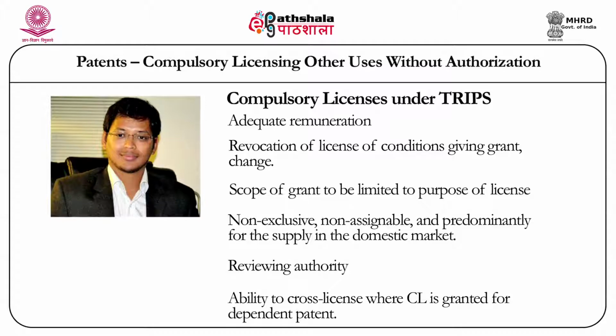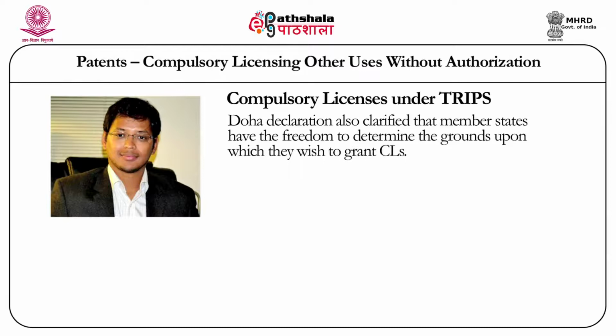As can be seen, the agreement does not provide an exhaustive list of situations in which a non-voluntary license can be granted, nor does it limit the grounds for such licenses. Rather, it indicates possible grounds and sets conditions for the grant of a compulsory license. Therefore, the language in Article 31(b), which mentions national emergencies, etc., as per when voluntary license negotiations are not required, does not limit the grant of compulsory licenses to those grounds alone. This was further clarified by the Doha Declaration, which specified that the member states have the freedom to determine the grounds upon which compulsory licenses are granted.